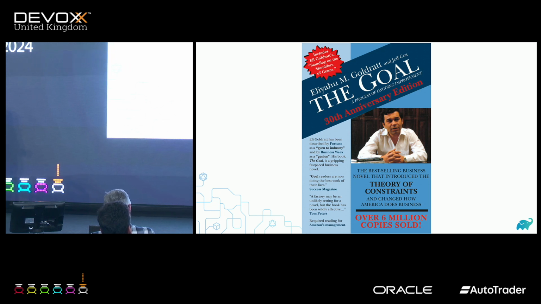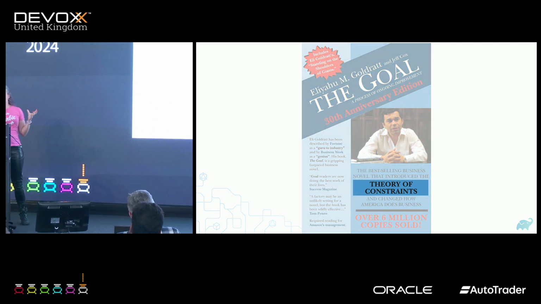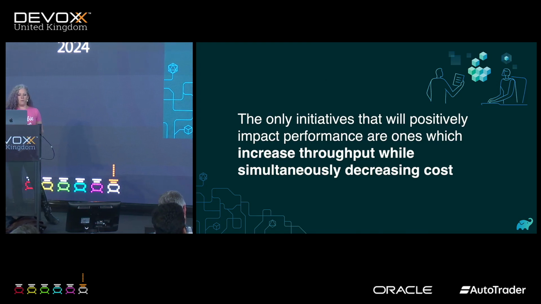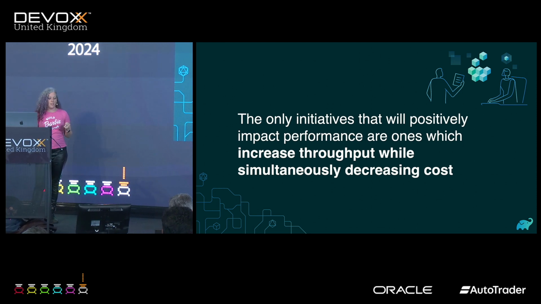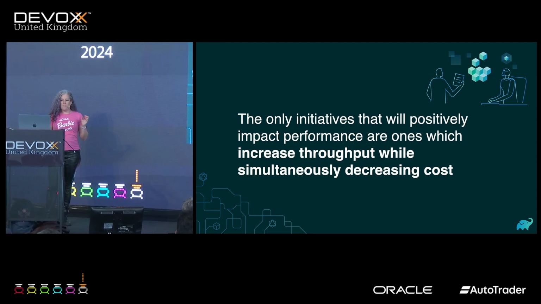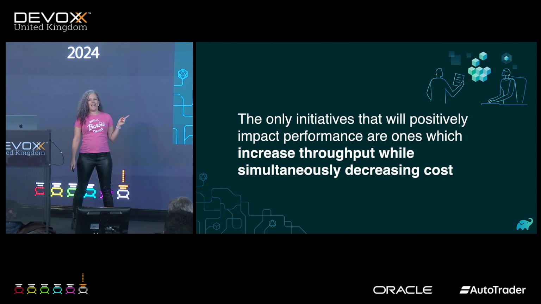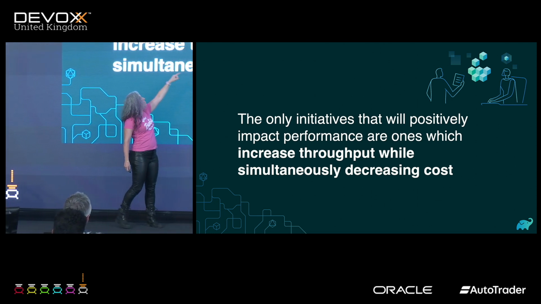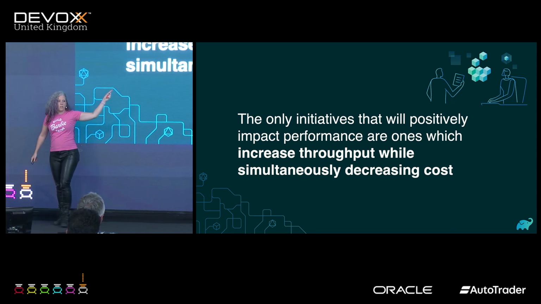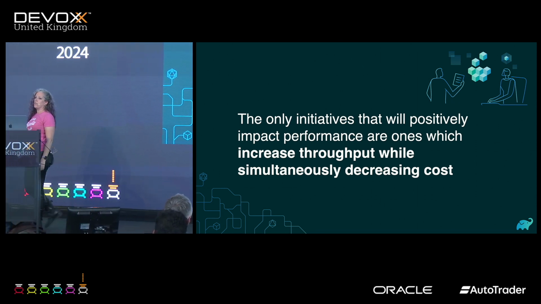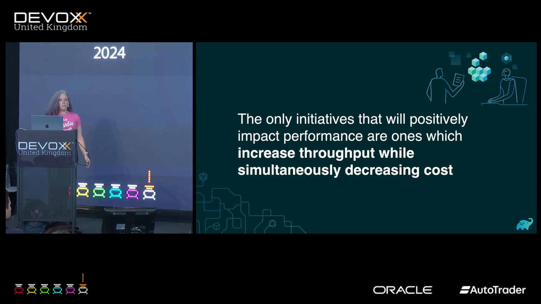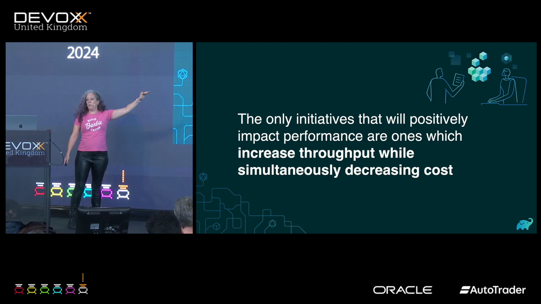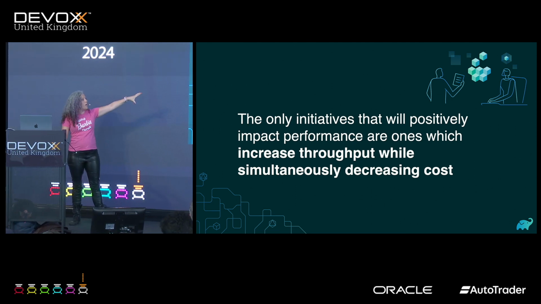There's another book called The Goal, and this was the one that popularized the idea of the theory of constraints. And in this he says, the only initiatives that will positively impact performance are ones which will increase throughput while simultaneously decreasing cost. I particularly like this quote because I feel like tech organizations that are firing developers are doing the decreasing cost, but not doing the increasing throughput. If you remove developers, you are decreasing throughput. So if you really want to positively impact the performance of your organization, you need to be doing these 2 things: increasing throughput, and doing that whilst decreasing cost.